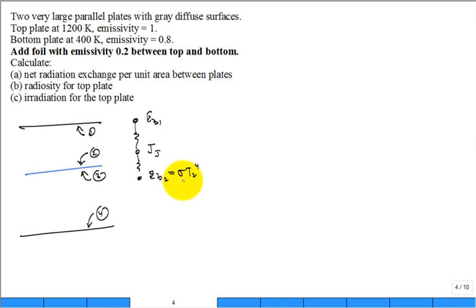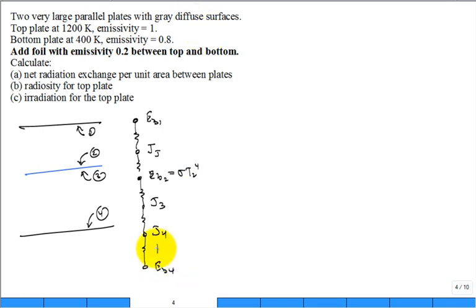There's not. And that's a tricky part right there, because it has the same numeric value as the EB2, hence they're the same temperature, they're the same black body emissive flux. I know one is going up, one is going down, but it's the same. So we come off to J3, then we have the resistance to J4, then the resistance to EB4.